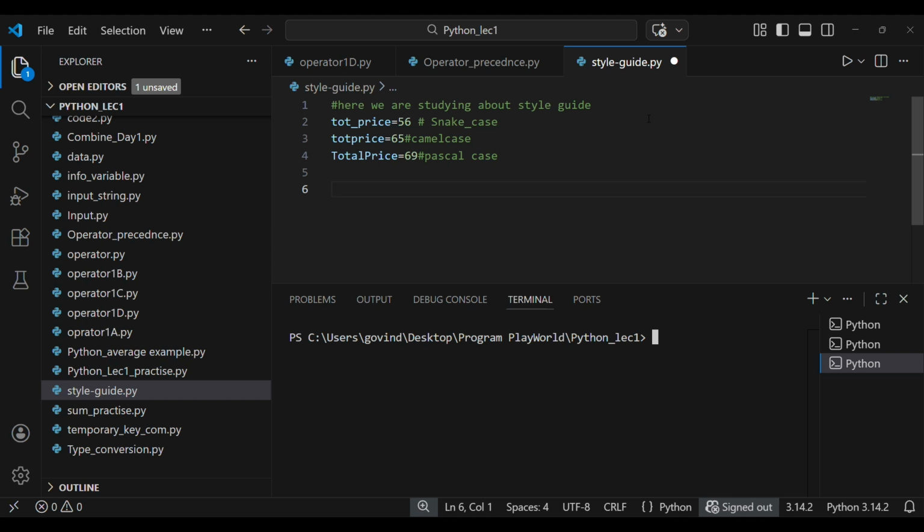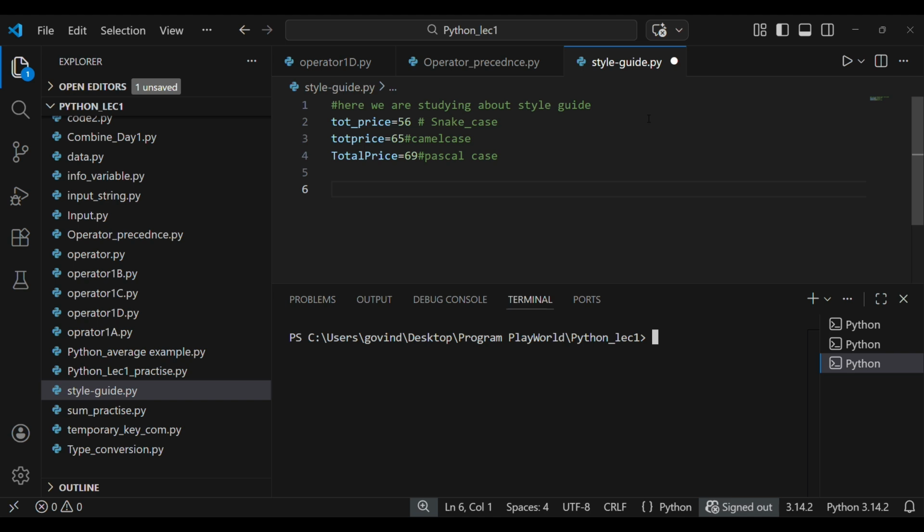After that, the second type of style guide is camel case. What is camel case? Camel case tells that whenever you write a variable name following this style guide, all the letters that you use are in lowercase. And the last one is Pascal case.